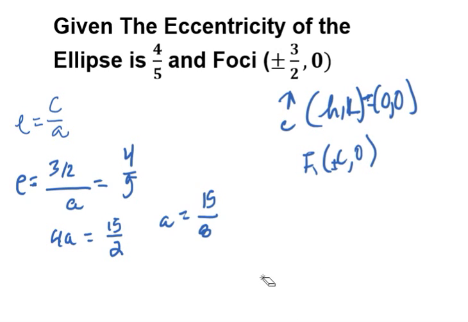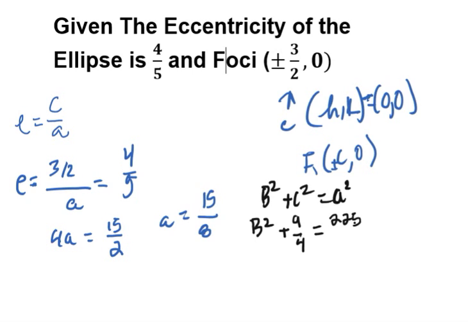So we need to save space here. So that said B squared plus C squared is equal to A squared. Okay, well, what is B? That's what we're going to find out. So we'll bring that down. Now, what's C? Well, C is equal to 3 halves. 3 halves squared would be 9/4. Now, this is equal to A squared. Well, we said A is 15 over 8, which 15 over 8 squared will be 225 divided by 64. Because 15 squared is 225 and 8 squared is 64.